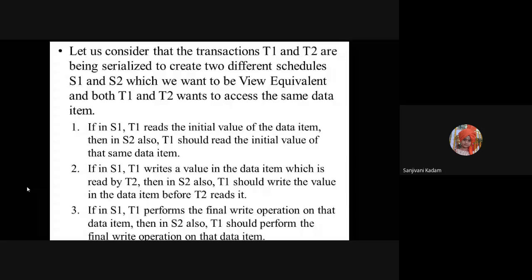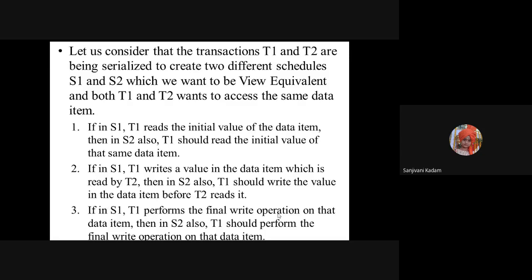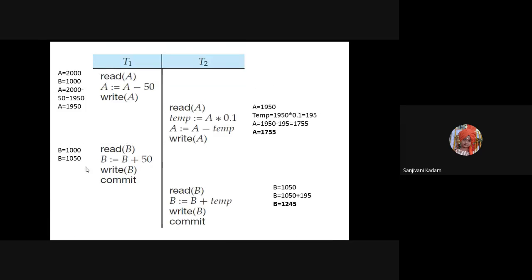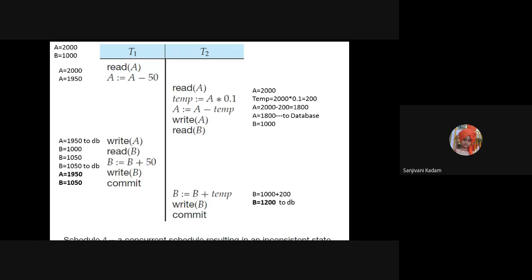Now let us see the third condition. If in schedule S1, T1 performs the final write operation on a data item, then in S2 also, T1 should perform the final write operation on that data item. So in S1 and S2, the final write should be done by the same transaction. Here, for the final write of A, the operation is done by T2 in one schedule, but in the other schedule the final write operation is done by a different transaction, and hence the third condition is also not met here. So this is how view equivalency is checked.